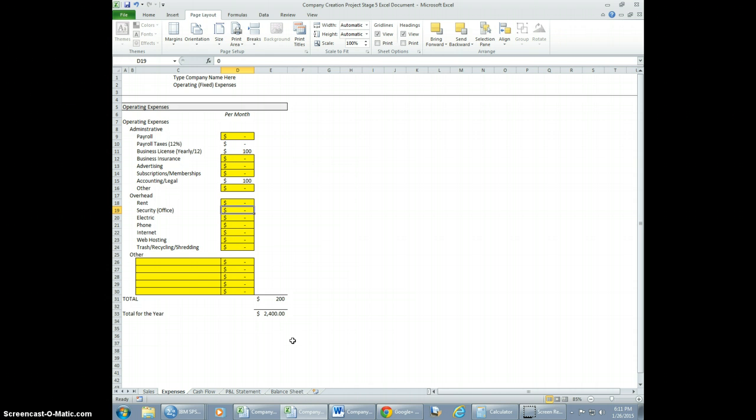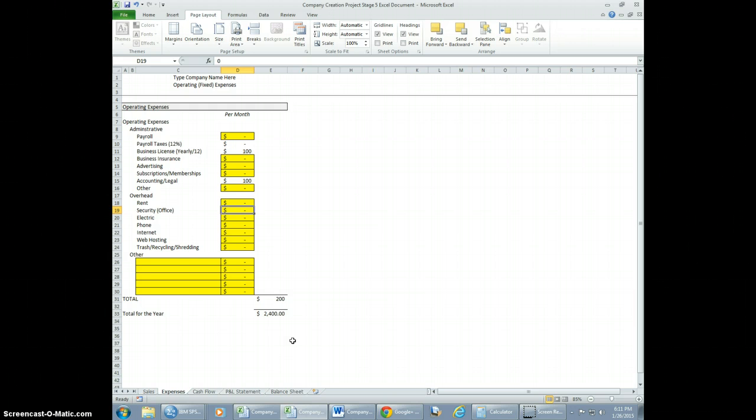The purpose of this stage is for you to make decisions related to your operating expenses, also known as your fixed expenses, which you should recall making decisions on as part of your break-even analysis assignment from last week. But as a reminder, a fixed expense, you can think of it as anything that doesn't change based on the production or sales volume of your product or service.